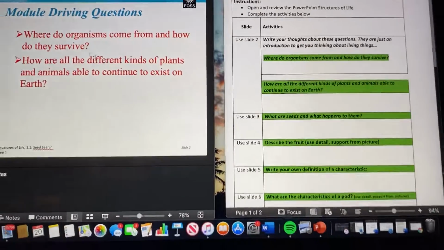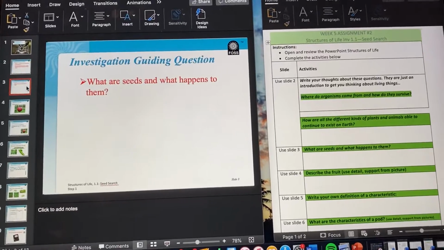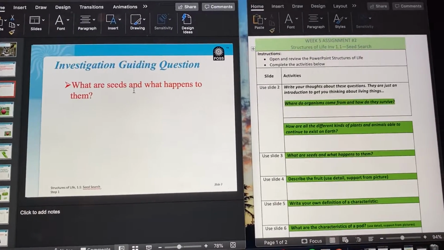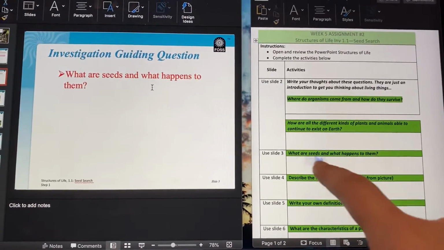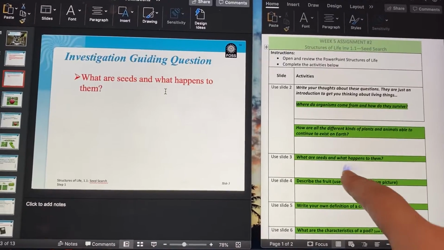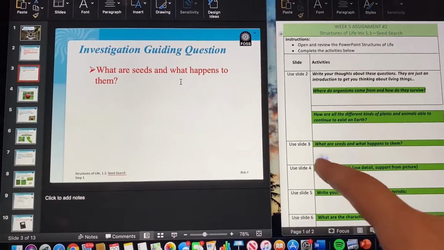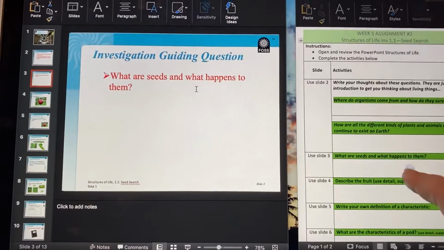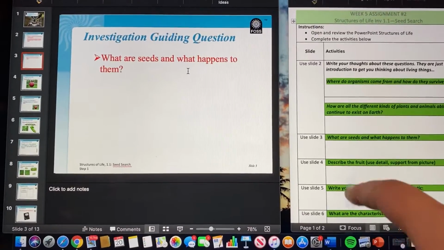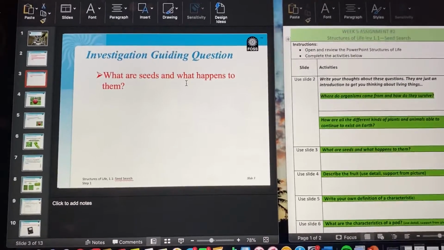So now we go to slide 3. What are seeds and what happens to them? Basically, it's asking us a question here. So that's just the guiding question that you have. If you want to answer that last, you can. After you find out all the other answers to the questions here, you can do that too.